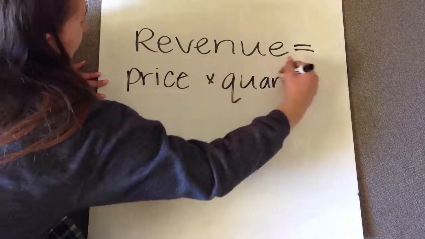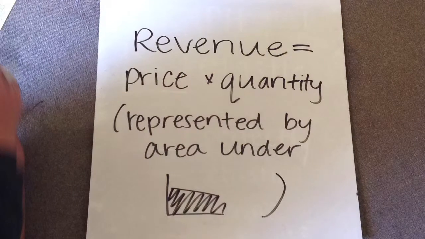The second way to determine elasticity is by using the revenue test. Revenue equals price times quantity, represented by the area under the graph. When price and revenue both increase or both decrease, it's inelastic. When price and revenue change in different directions, it's elastic.